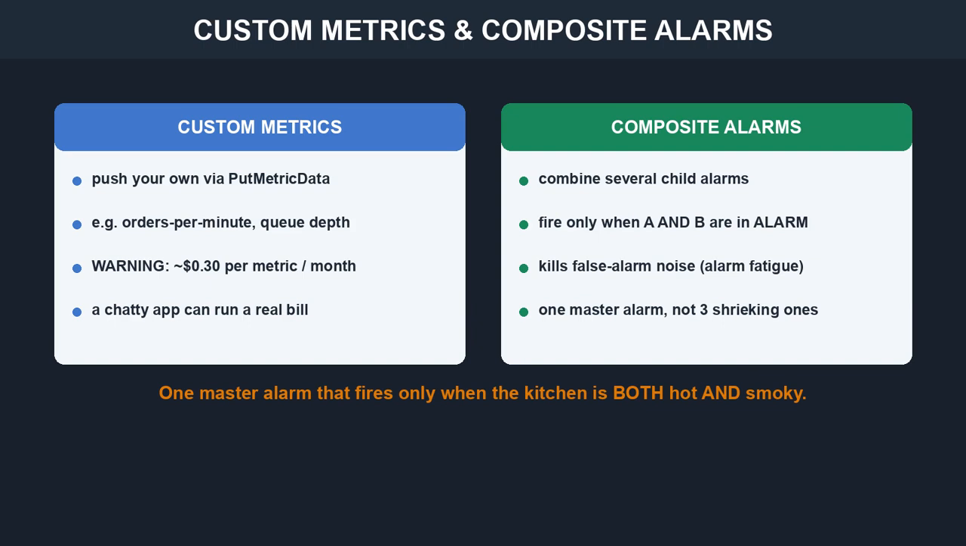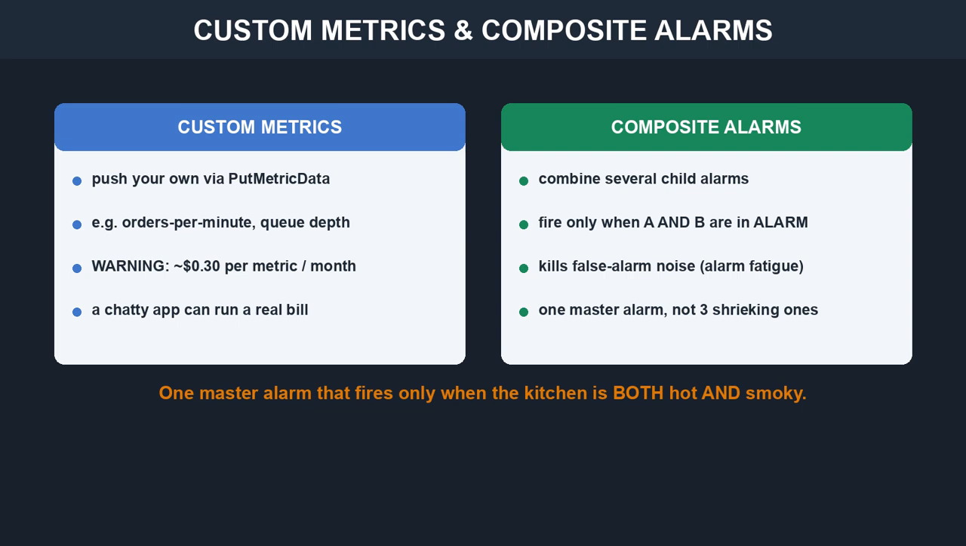2 power features beginners never meet. First, custom metrics. You can push your own numbers into CloudWatch with the PutMetricData call. Think orders per minute or queue depth, but be warned, each custom metric costs about 30 cents a month, and an app that pushes one on every request can quietly run a real bill.